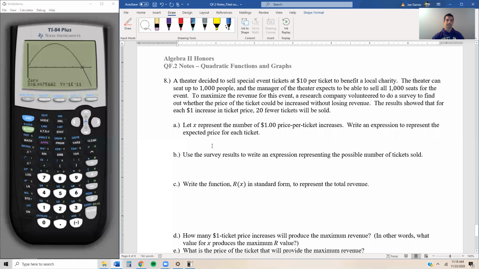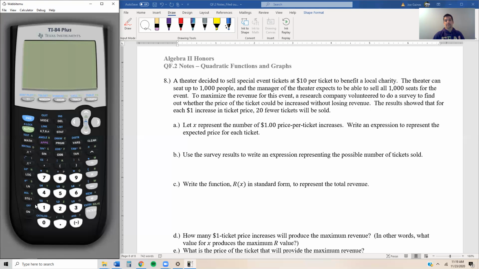So in problem number 8, it says a theater decided to sell special event tickets at $10 per ticket to benefit a local charity. The theater can seat up to 1,000 people, and the manager of the theater expects to be able to sell all 1,000 seats for the event. To maximize the revenue for this event, a research company volunteered to do a survey to find out whether the price of each ticket could be increased without losing revenue. The results showed that for each $1 increase in ticket price, 20 fewer tickets will be sold.